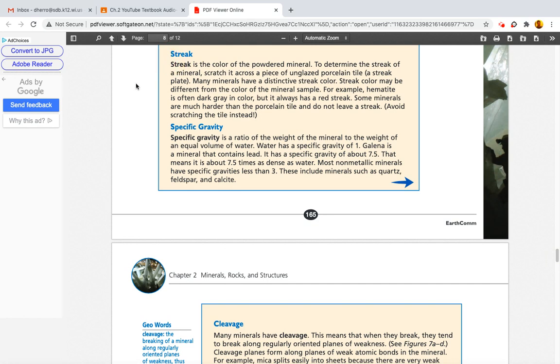Streak. Streak is the color of the powdered mineral. To determine the streak of a mineral, scratch it across a piece of unglazed porcelain tile, a streak plate. Many minerals have a distinctive streak color. Streak color may be different from the color of the mineral sample. For example, hematite is often dark gray in color, but it always has a red streak. Some minerals are much harder than the porcelain tile and do not leave a streak. Avoid scratching the tile instead.